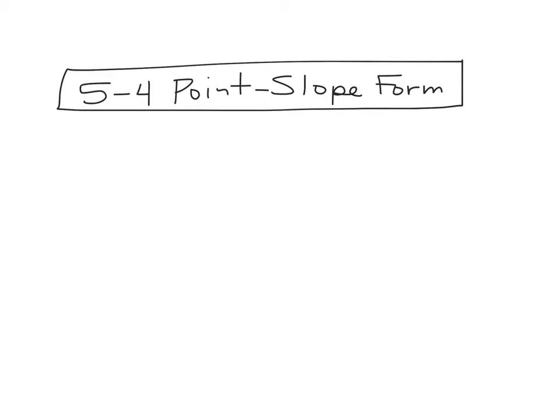So what two things do you think you have in point slope form? A point and a slope, right? Point slope form. So you have a point and a slope. Point slope form looks like this. It'll be y minus y1 equals m times x minus x1, okay?